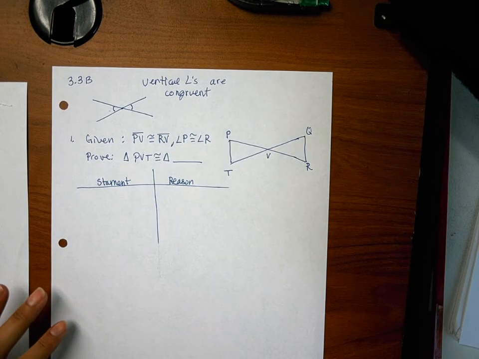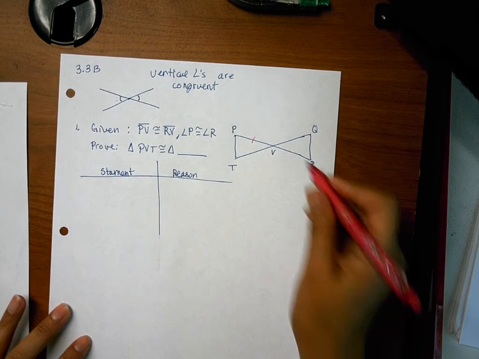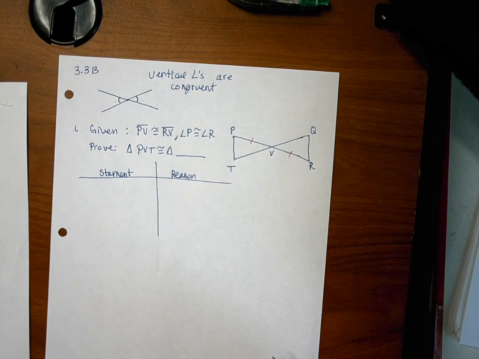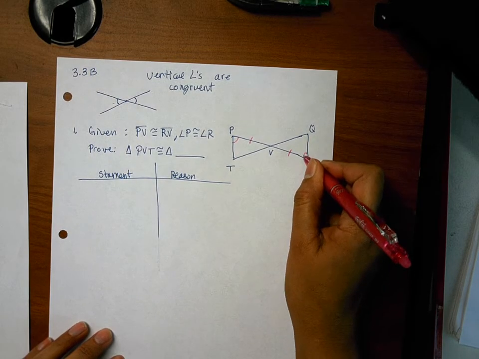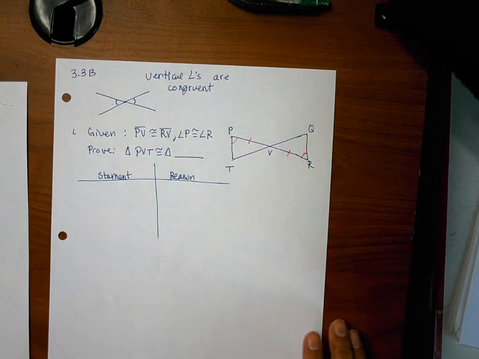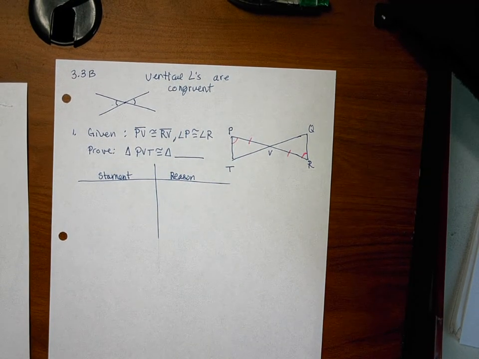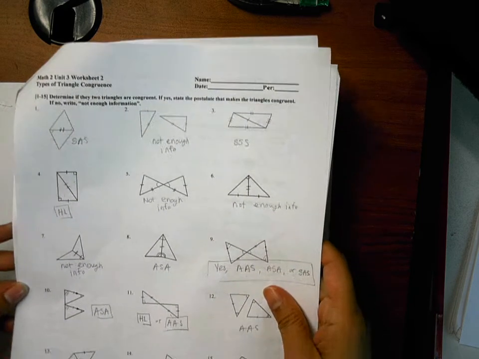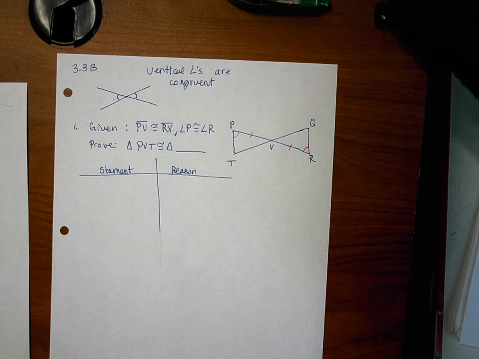They gave us that PV, that's given information. PV is congruent to RV, so those two sides there. They also gave us that angle P is congruent to angle R. Now, this is very similar to a worksheet we did in class on block day, worksheet 2. Sometimes they don't give us enough markings and we have to add our own markings in. What markings can we mathematically add that is okay to add?